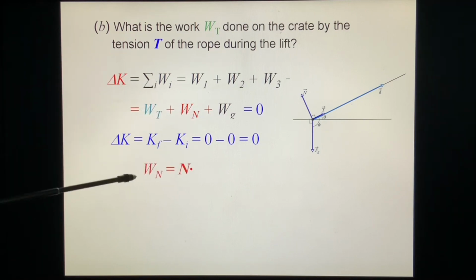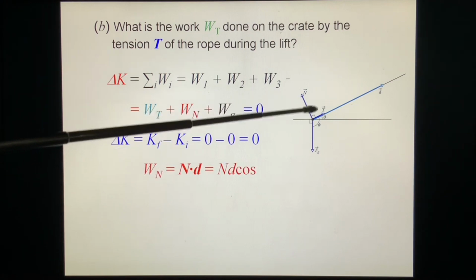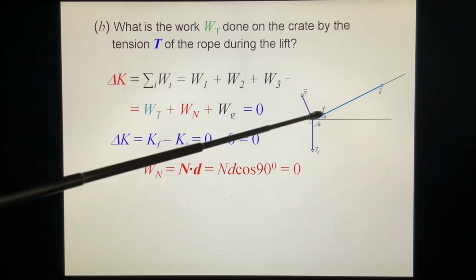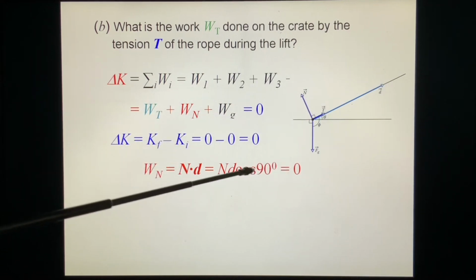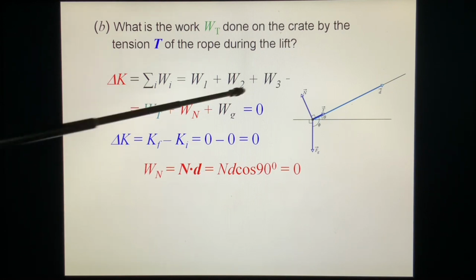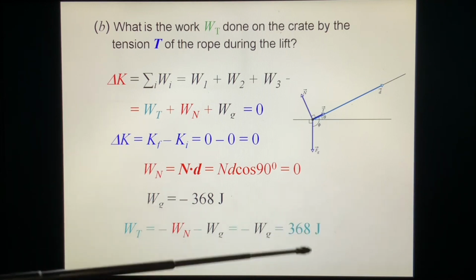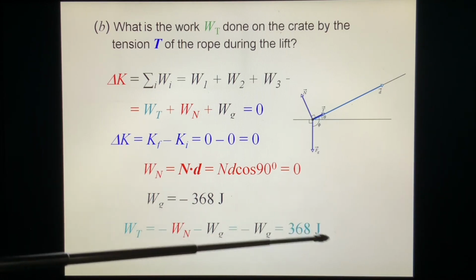We know the normal force dot d is equal to 0, because the angle between the normal force and the displacement is 90 degrees, and cosine 90 degrees equals 0. We just need W_G. Putting it into this equation, we find W_T, the work done by the pulling force T, is minus this one, which is positive 368 joules.